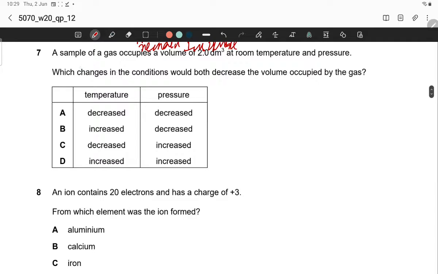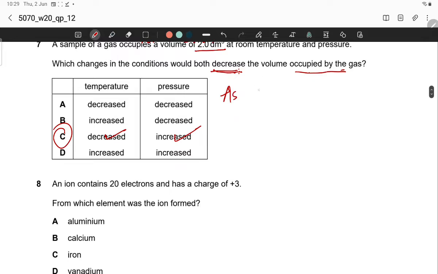Question number 7. A sample of gas occupies a volume of 22 dm cube at room temperature and pressure. Which changes in the condition would both decrease the volume occupied by the gas? Increasing the pressure and decreasing the temperature. Decrease the temperature, this is correct, and increase the pressure, which would both decrease the volume occupied by the gas. So C must be correct.